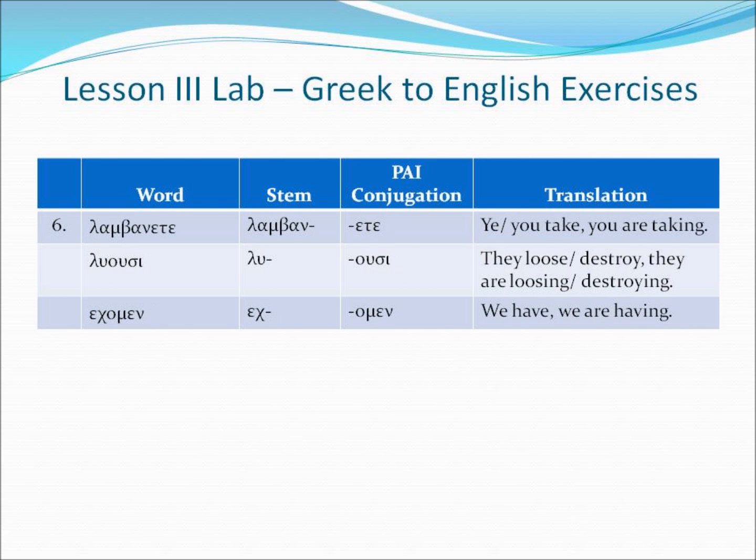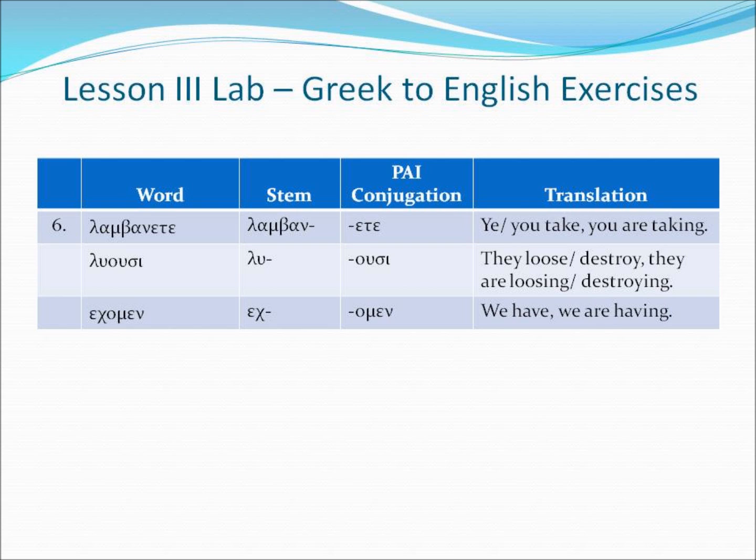Example 6. First word, lambanete. Stem is lamban from lambano. Conjugation, ete, O ace A, amen, ete. That is ye or you take, you are taking. Second word, luusi, from luo, right? Conjugation, usi, O ace A, amen, usi. It's they loose, they destroy, or they are loosing, or they are destroying.